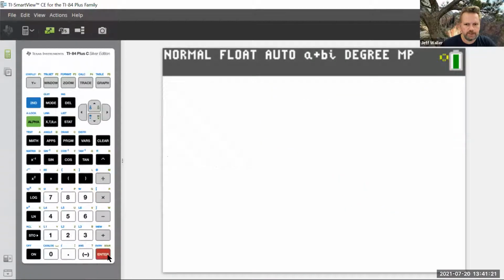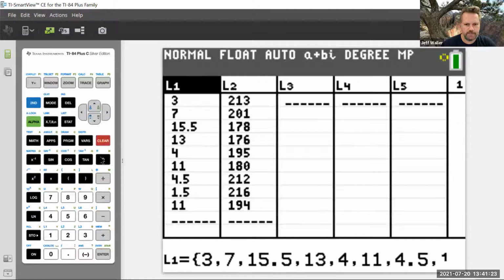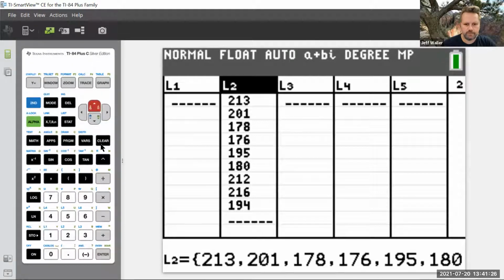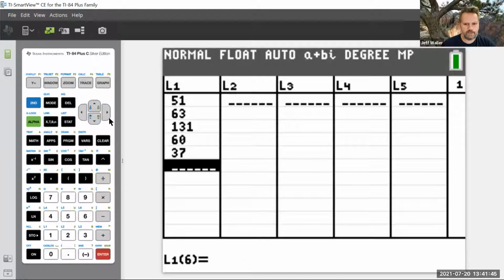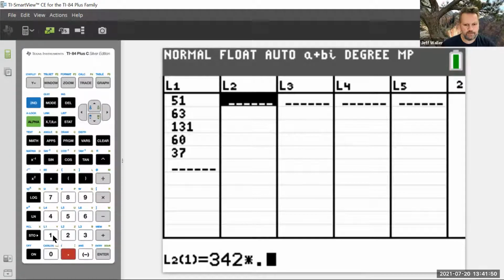So let me do this. I'm going to go into my lists. I'm going to clear them. And again, you don't have to do all this if you don't want to. So let me put in this information. What do I got? So I got 51, 63, 41, 60, 37, and then look what I can do. 342 times 0.13. Bam.